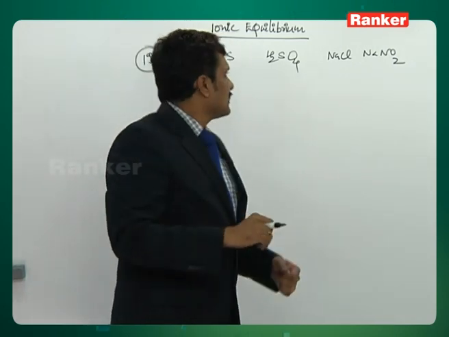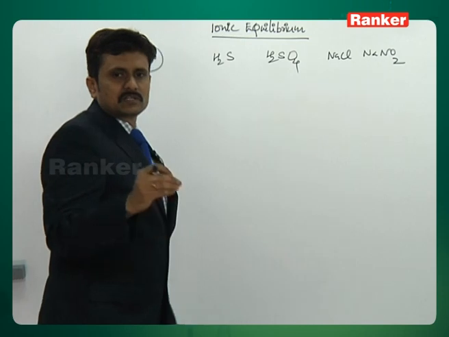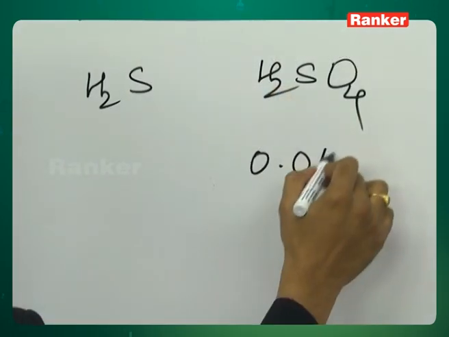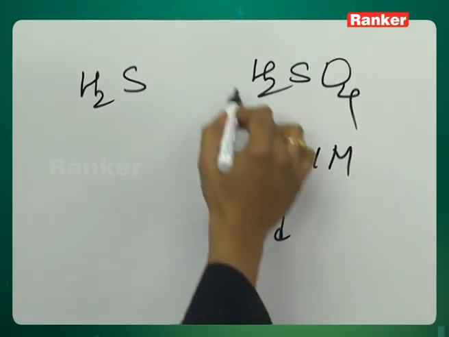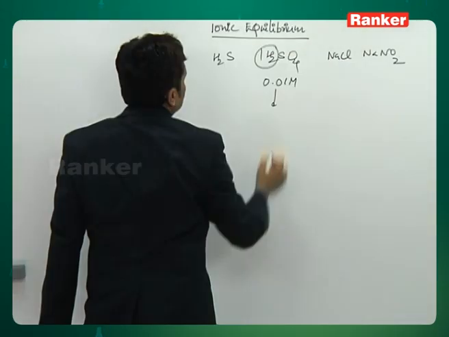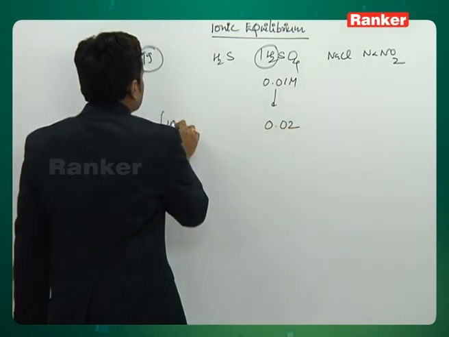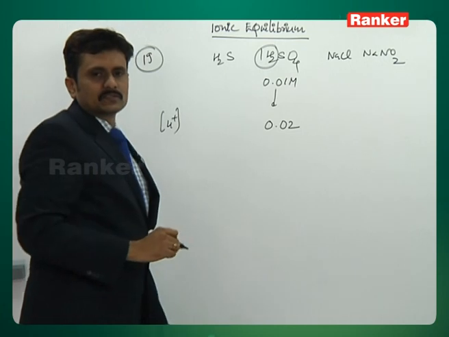So, we know that H2SO4, which we have taken as 0.01 molar, is going to produce for every 1 mole of H2SO4, 2 moles of H+ ions. Hence, I can expect the formation of H+ as 0.02 moles.